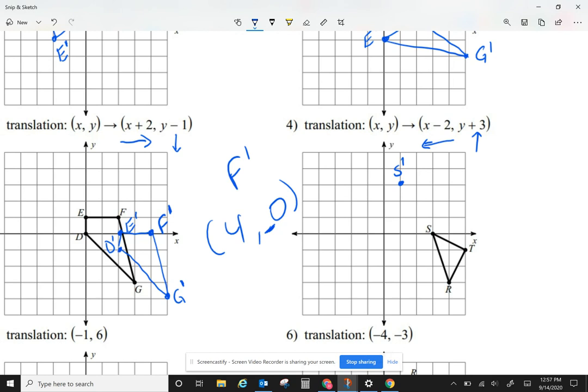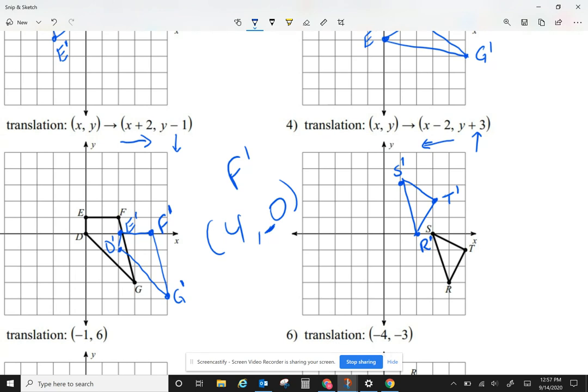If I follow T, 2 to the left and 3 up, that gives me T prime. If I follow the point R, 2 to the left and 3 up, that's R prime. I connect my points. My image should look exactly like the original, just moved. I moved 2 to the left and 3 up.